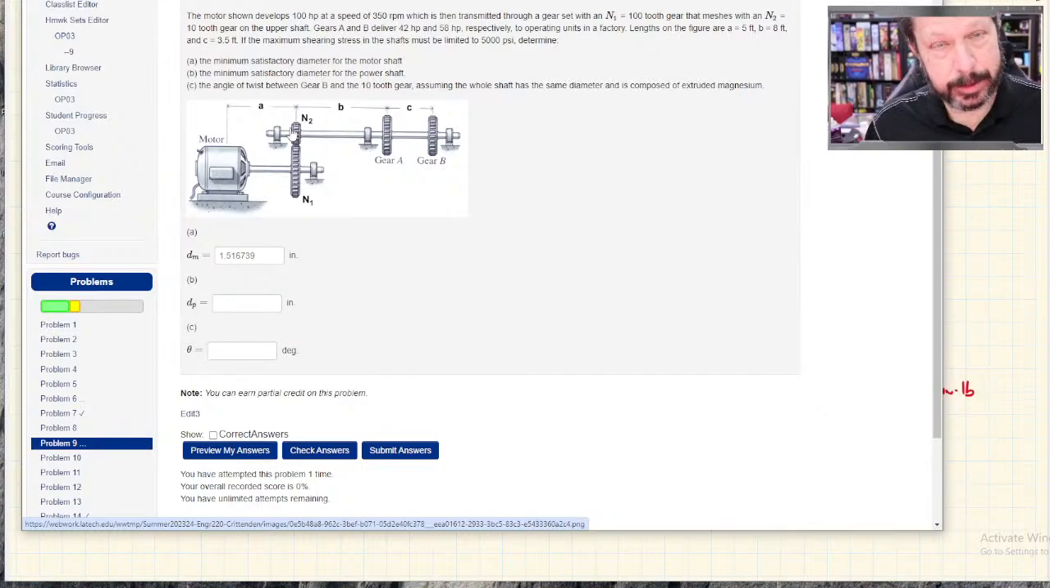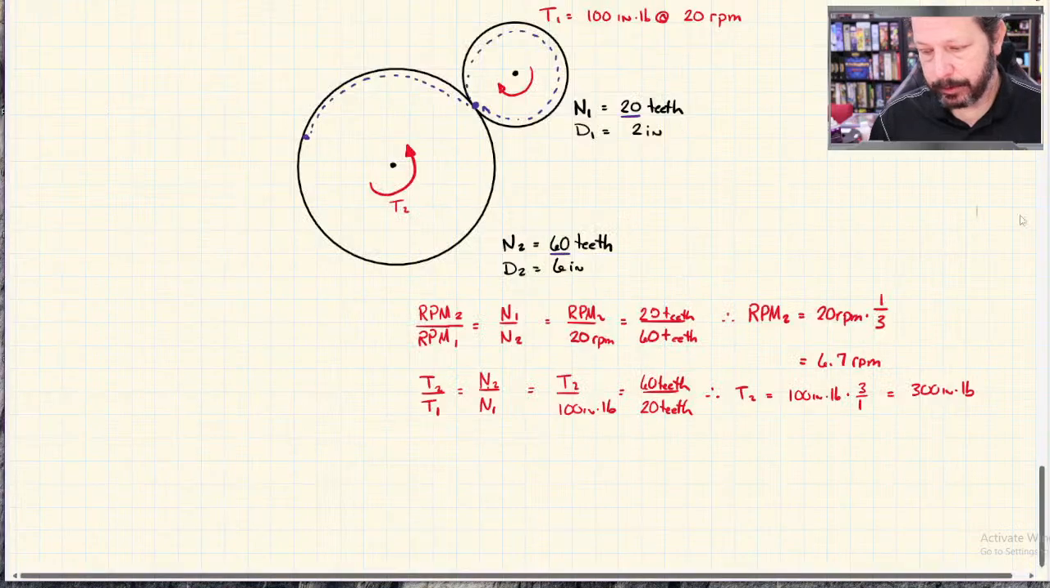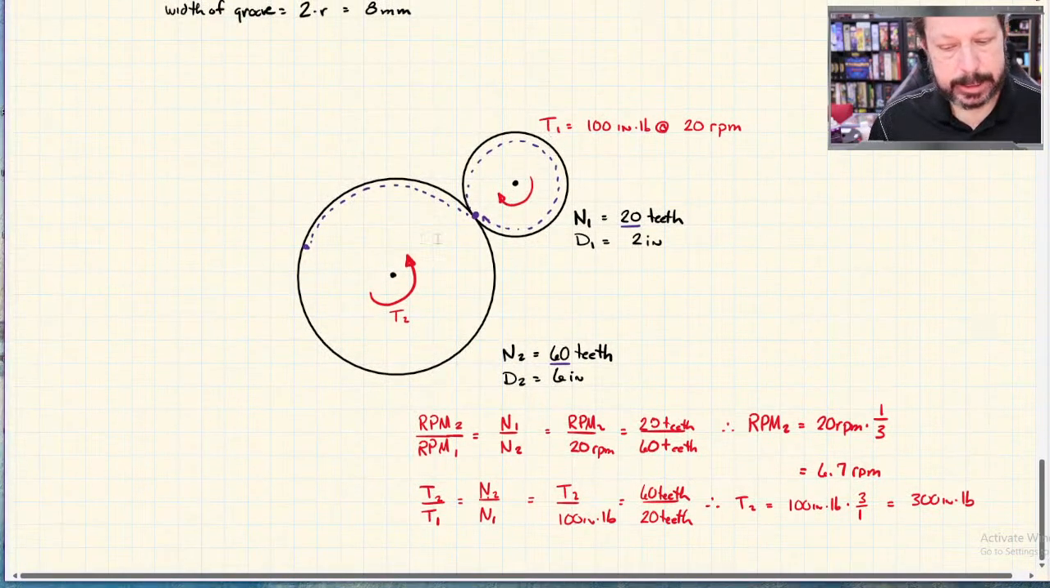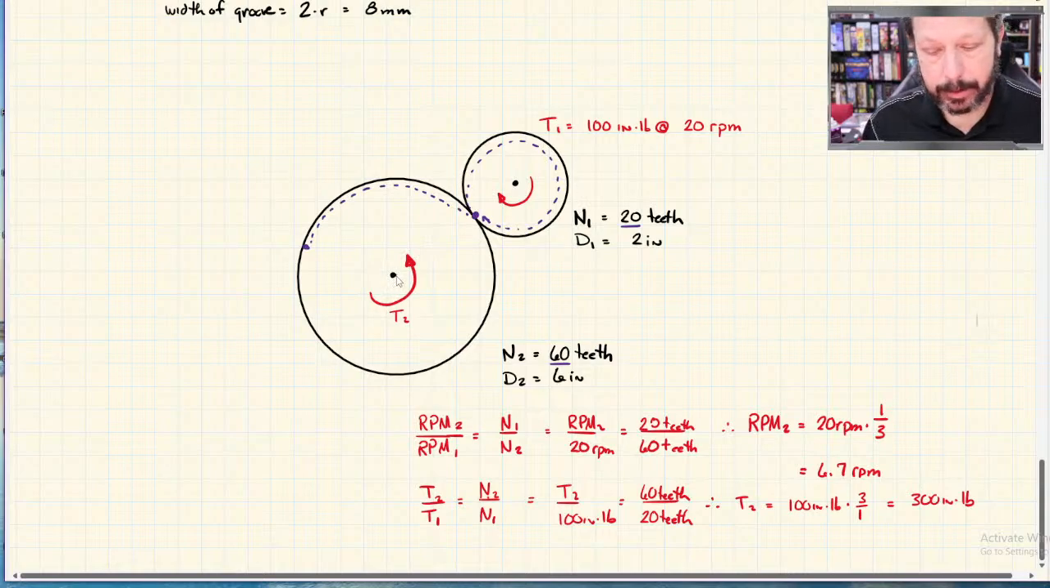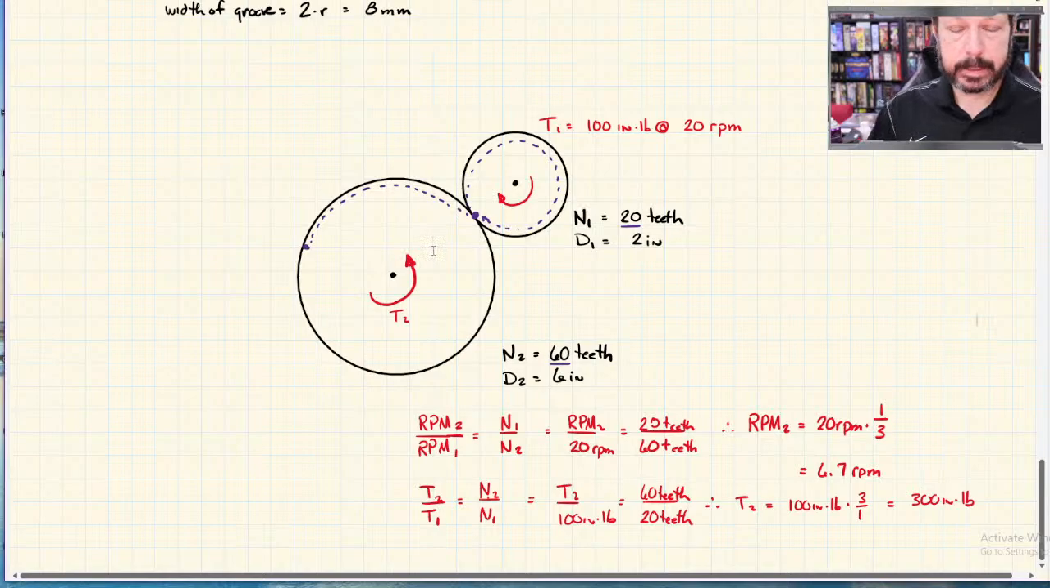Power, a separate thing, power is the same. That's the crazy part, it's the same amount of power, but it's just delivered at a higher speed with a lower torque, versus what we did over here, where if the smaller gear is the input, then the same amount of power goes into the little gear and comes out of the big gear, but it's delivered at a slower speed and a higher torque. So it depends on your application.